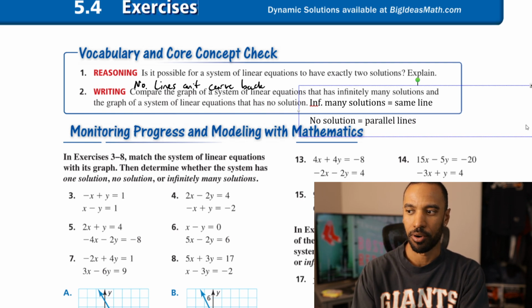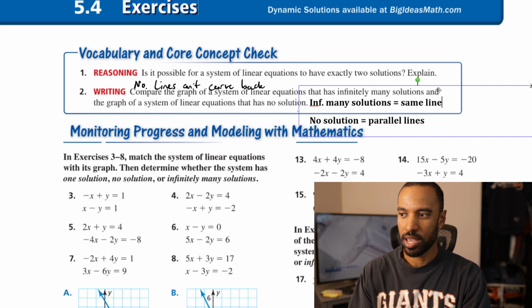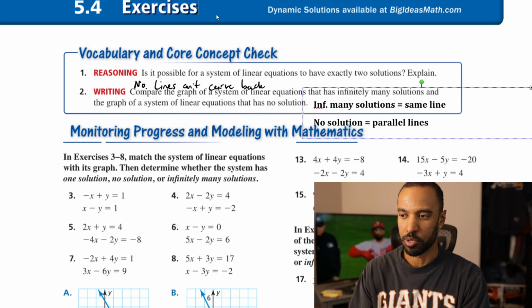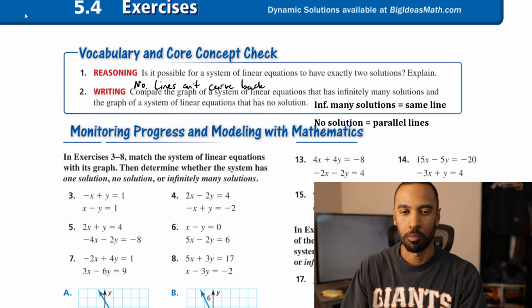That means they don't ever intersect. These intersect always, these intersect never. And that's the difference between those two. That's all I'm really going to say on those ones. Before we go ahead and get started here, I believe it's numbers 3 through 32. So I'm going to go ahead and get started with you guys.